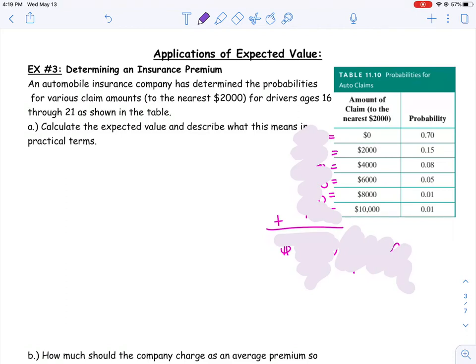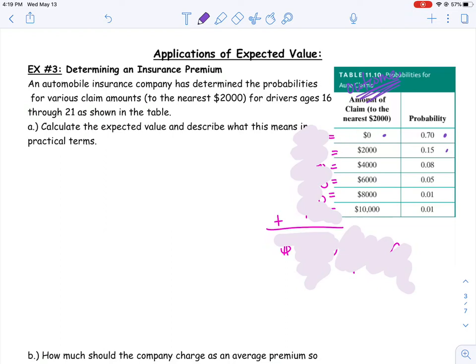So again, remember, expected value is you're going to take the outcomes, and so the outcome for this insurance company is the different amounts they have to pay, right? Sometimes they pay $0, sometimes they pay on average $2,000, $4,000, $6,000, and so on. Then we calculate the probability that you're going to pay that outcome. So there was a 70% chance that nobody was going to claim anything in their insurance. The insurance company was going to have to give $0.